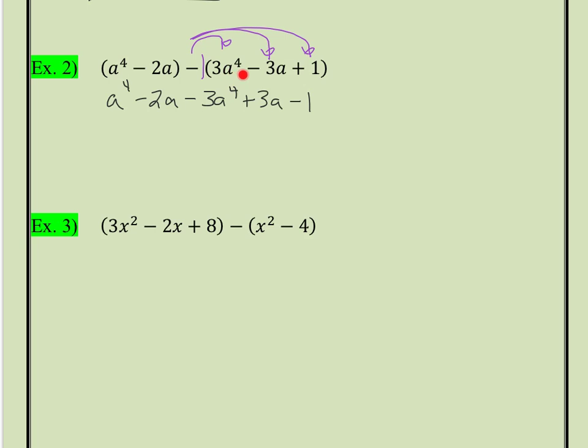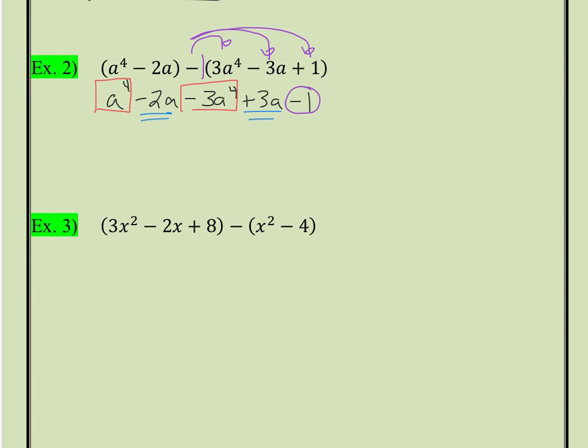So multiplying everything here by the negative 1 that's in front of the parentheses changed the sign of each of these to its opposite sign. And now you do what we've just done when you add. You're just going to look for like terms. So here's an a to the 4th. Here's another a to the 4th. Our next like term has a variable string of a. So there's another a. And then finally we have a constant of negative 1.